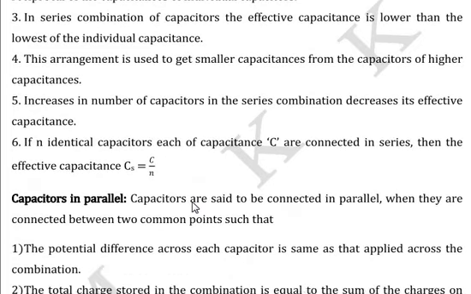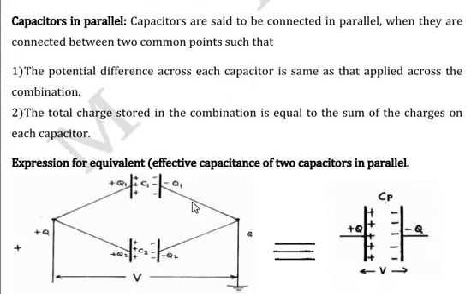We will start our discussion with combination of capacitors in parallel. See, devices are said to be connected in parallel if they are connected between two common points. For example, here you can observe the two capacitors C1 and C2 have their endpoints between two common points. I can call these common points A and B.